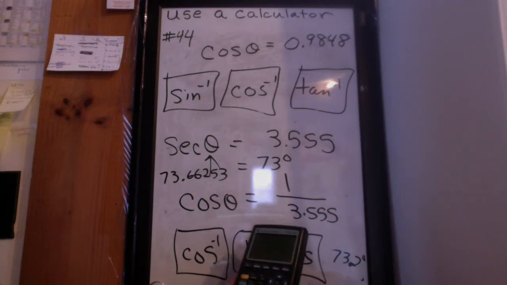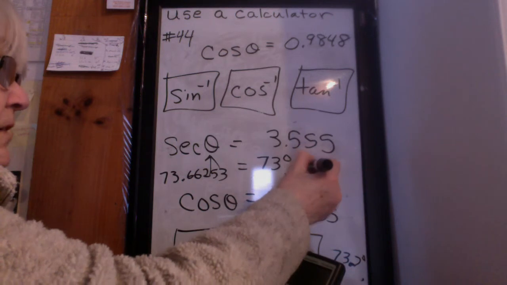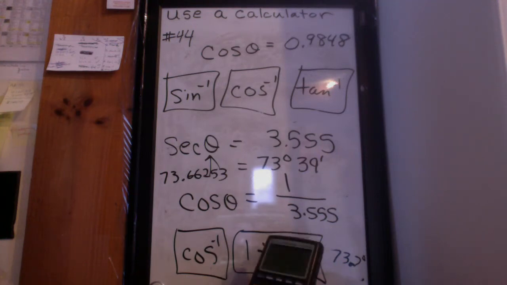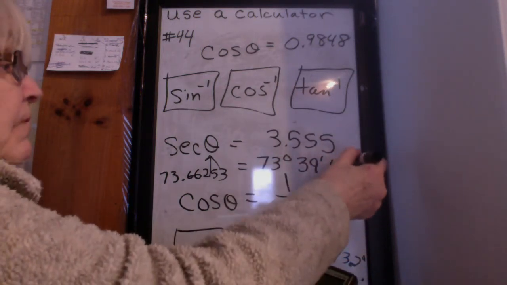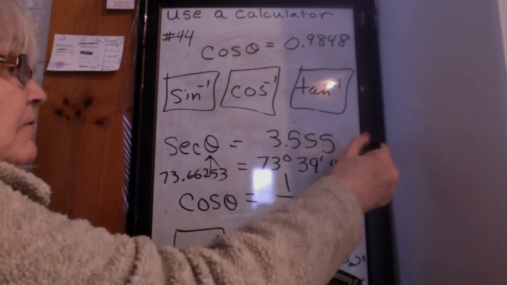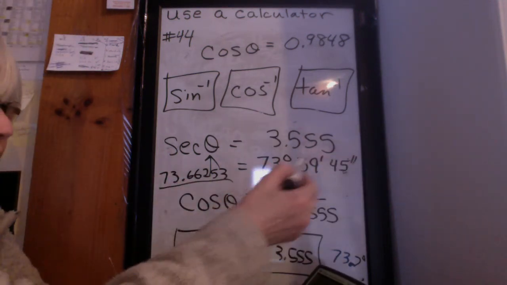So subtract 73, hit enter, take that decimal, now I have just the decimal part, times it by 60, hit enter, and I get 39 point something, so write down the 39 minutes. Now I'm going to subtract the 39, hit enter, I got 0.75, take that, times it by 60, and I get 45, so 45 seconds, and round it, so it rounds to 45 seconds. And that's how to change this decimal number into degrees, minutes and seconds.